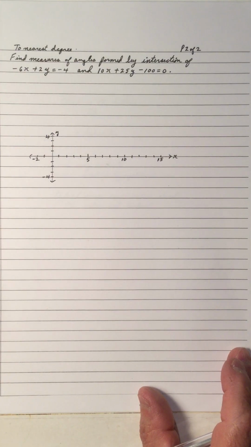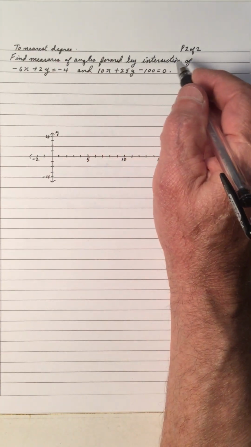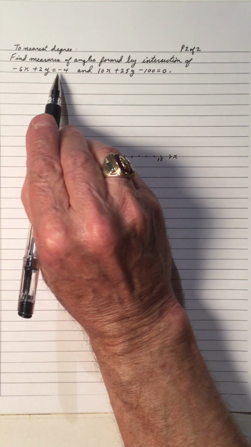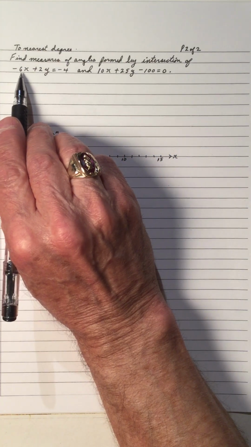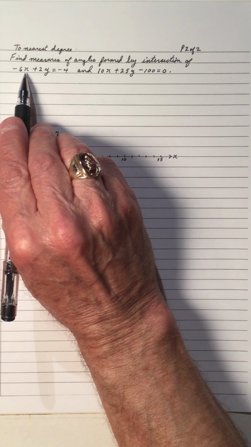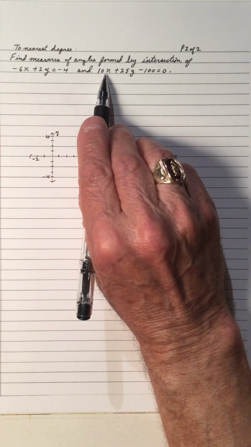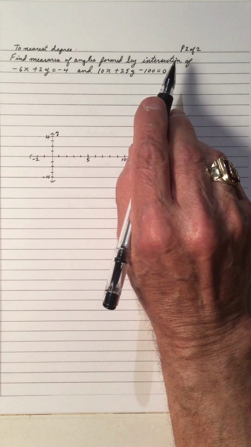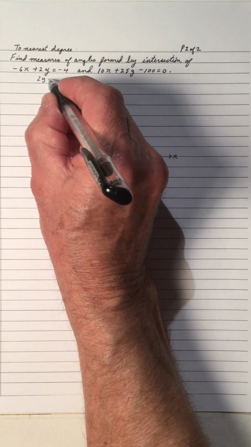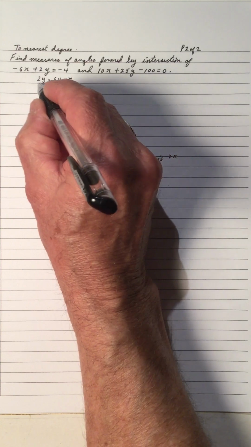To the nearest degree, find the measures of the angles formed by the intersection of this line and this line. The two lines are negative 6x plus 2y equals negative 4, and 10x plus 25y minus 100 equals 0. So let's solve each equation for y so we can pick up its slope.